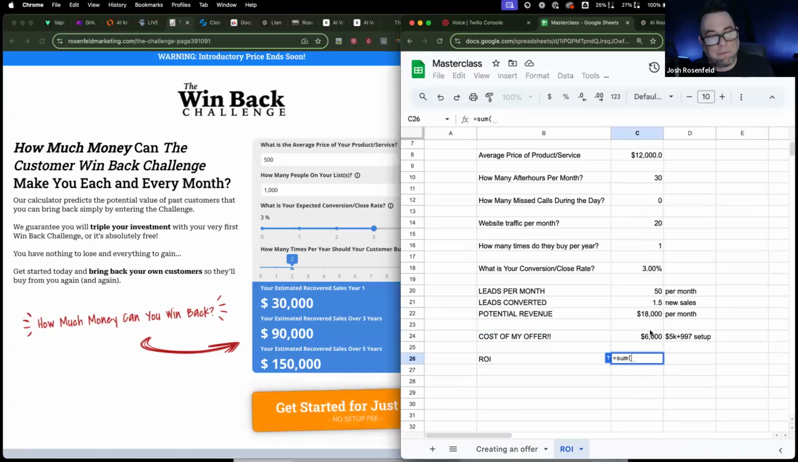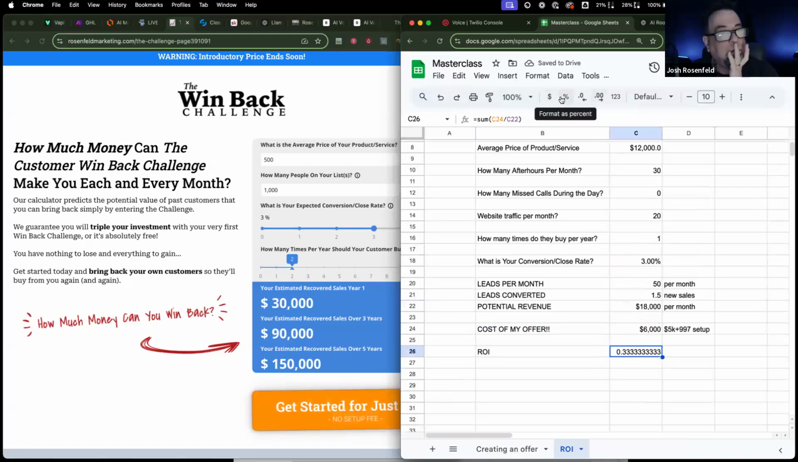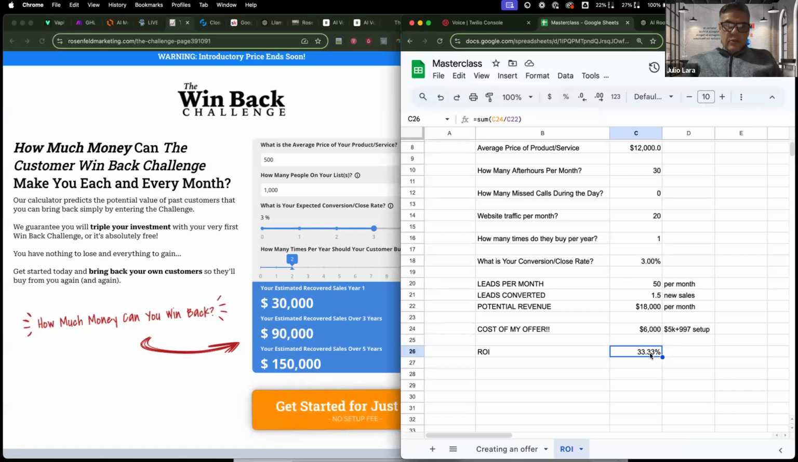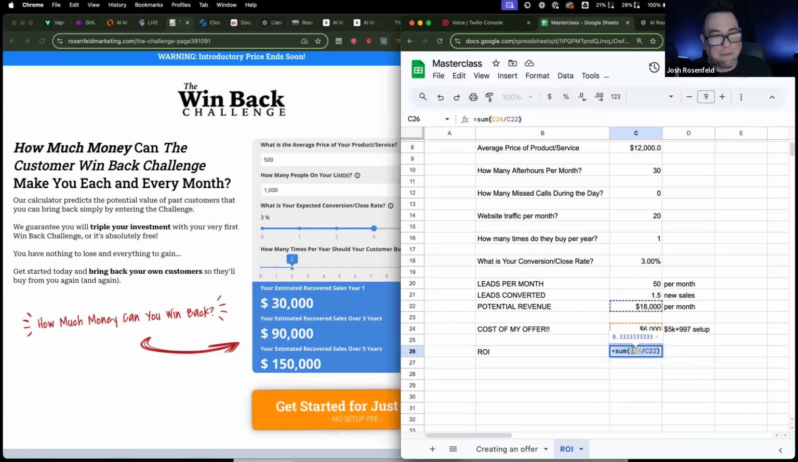I always forget. I wasn't very good at math. It's not 33%, that's 300%. So that's wrong. It's the other way around. So it's 300. Yeah, the math is wrong, right? C22 divided by C24.